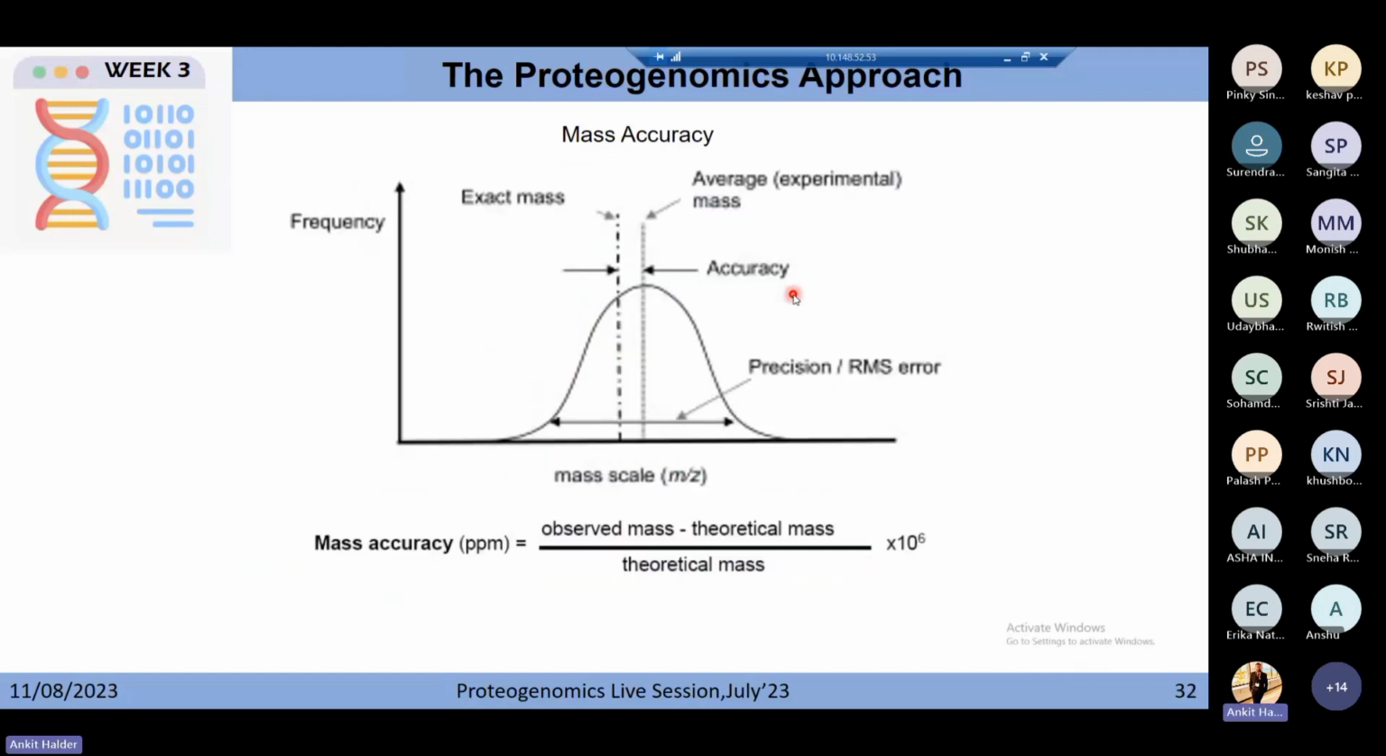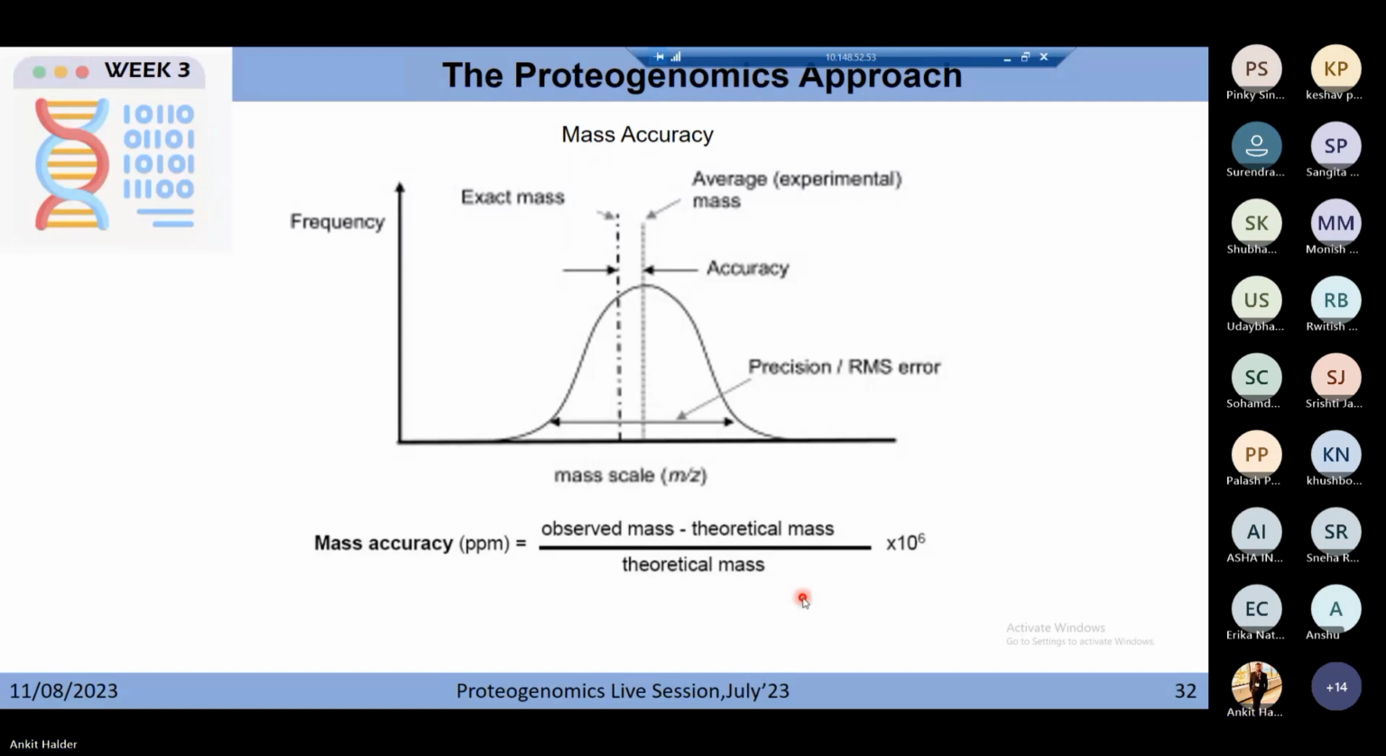So another is the experimental mass. Generally we don't get the theoretical mass, but what we can get is the observed mass. So what is the difference between the observed mass minus the theoretical mass? If the exact theoretical mass is 150 and we are getting something like 149, then the observed mass minus the theoretical mass, divided by the theoretical mass, is generally calculated in ppm.